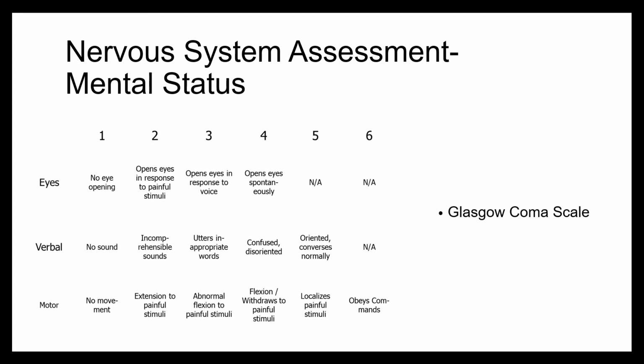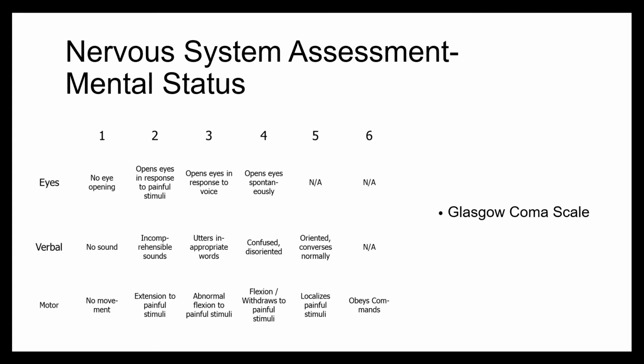These are all going to be subjective terms, and so it is much more accurate if we can find a way to describe the patient's level of responsiveness in a way that gives everyone, all healthcare professionals working with this patient, an understanding of where they're at. And one of the best ways to do that is the Glasgow Coma Scale. And this is the scale that you have on the slide here.